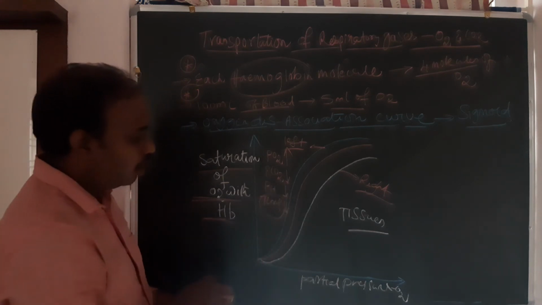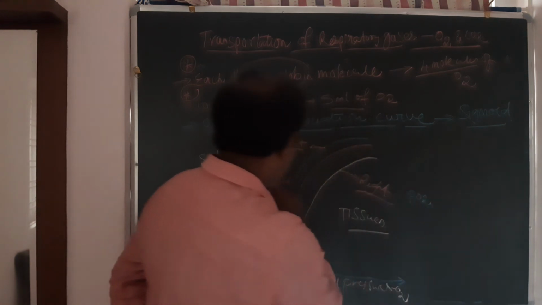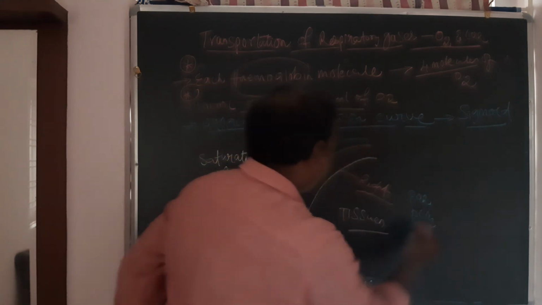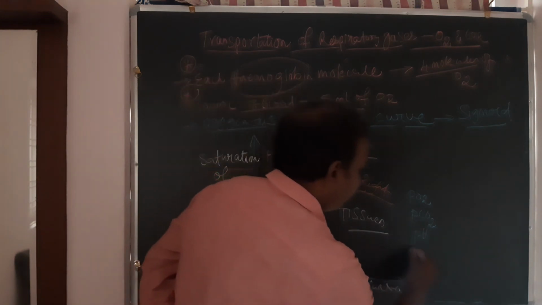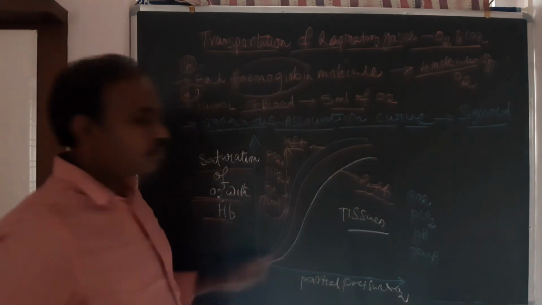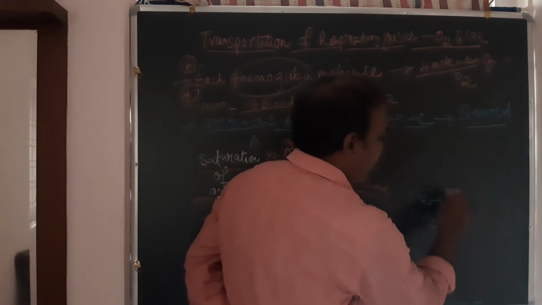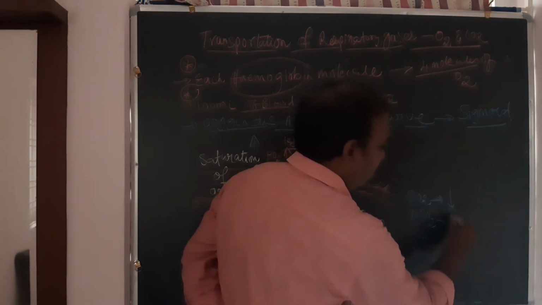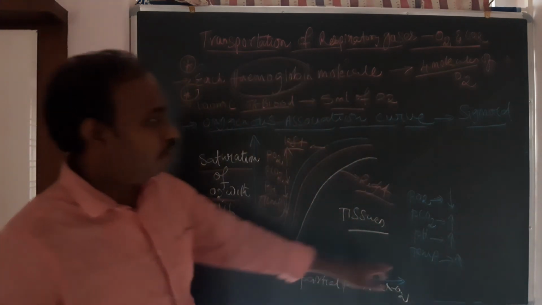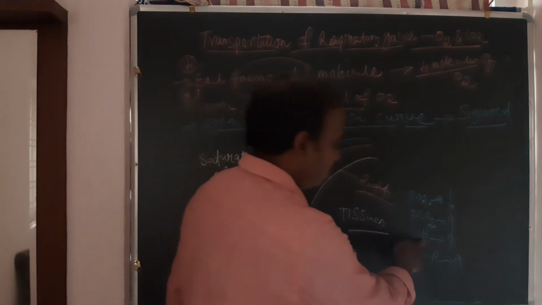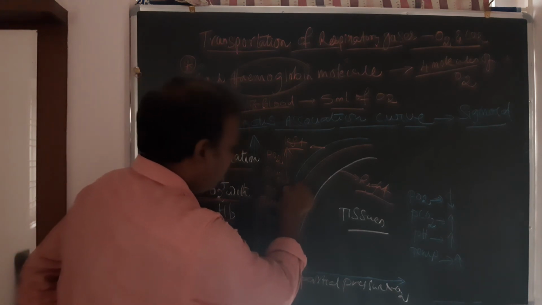I'm not writing them again. So, for your benefit, I will just write them here. PO2, then we have PCO2, then we have pH, then we have temperature. PO2 obviously should be less here. I'll just write this one, and all of this will be high. Right? All of this should be high.